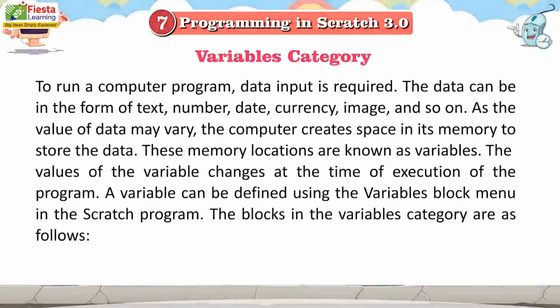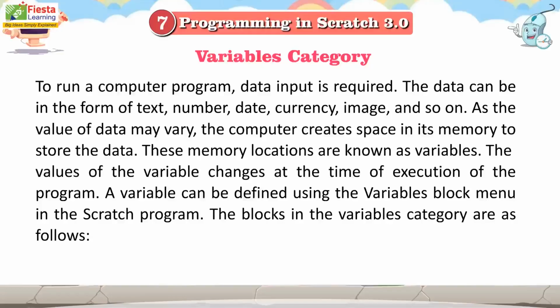Variables category. To run a computer program, data input is required. The data can be in the form of text, number, date, currency, image, and so on. As the value of data may vary, the computer creates space in its memory to store the data. These memory locations are known as variables. The value of the variable changes at the time of execution of the program. A variable can be defined using the variables block menu in the Scratch program.